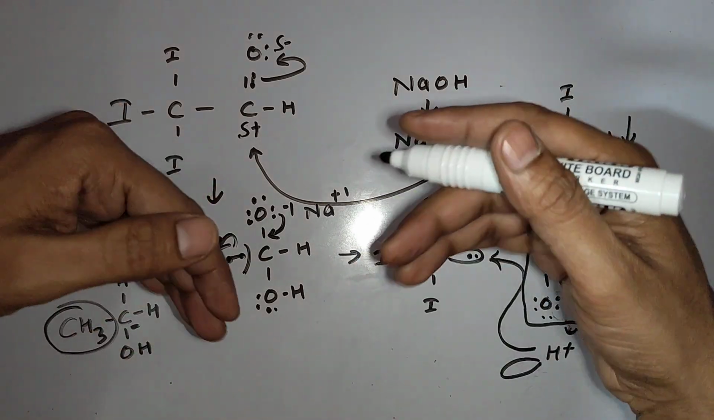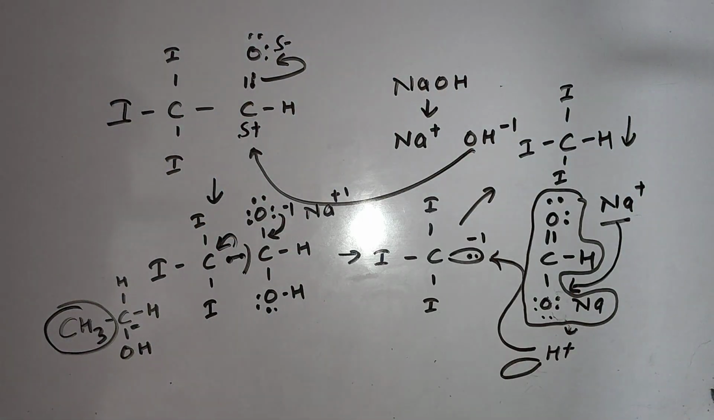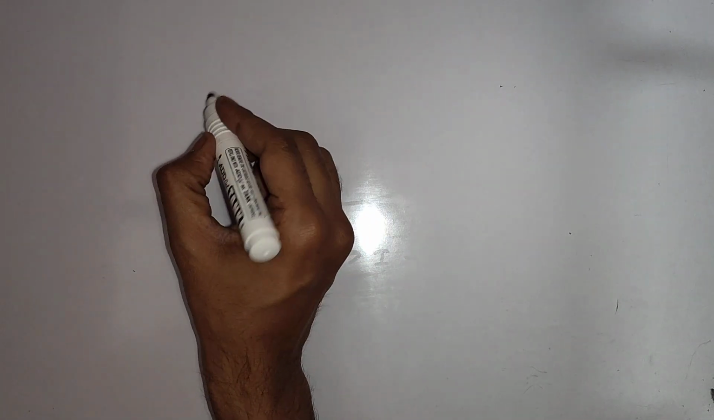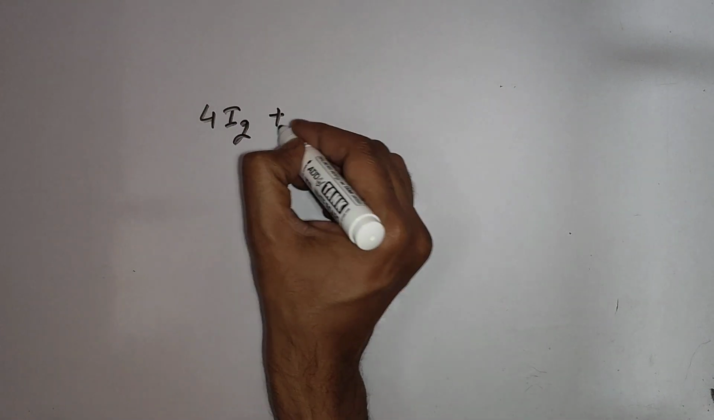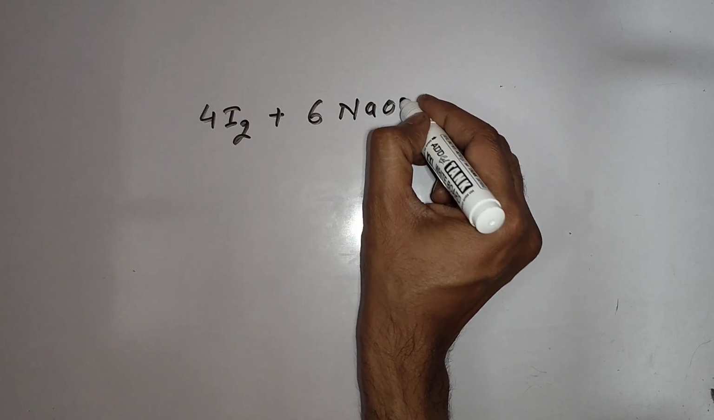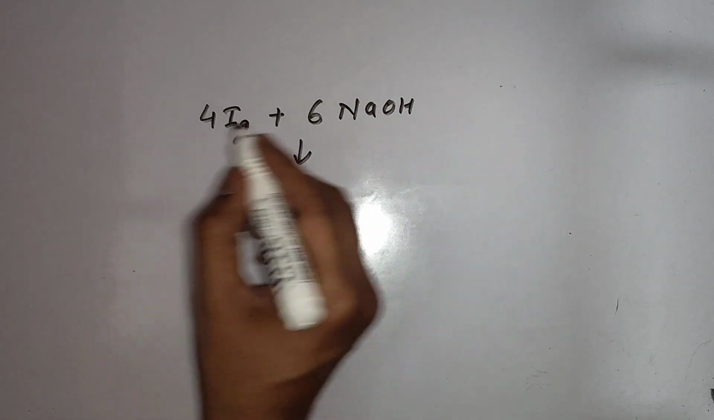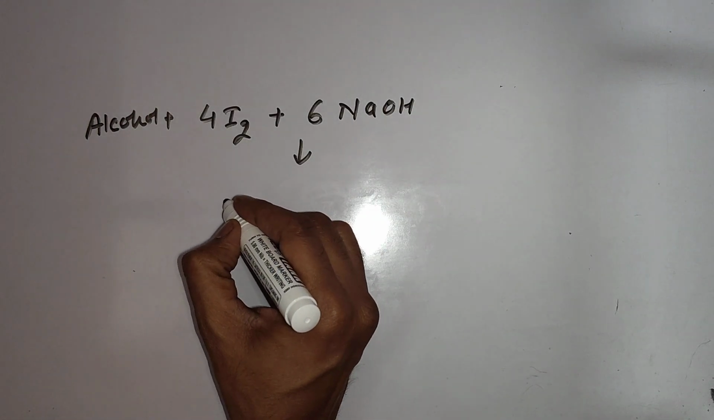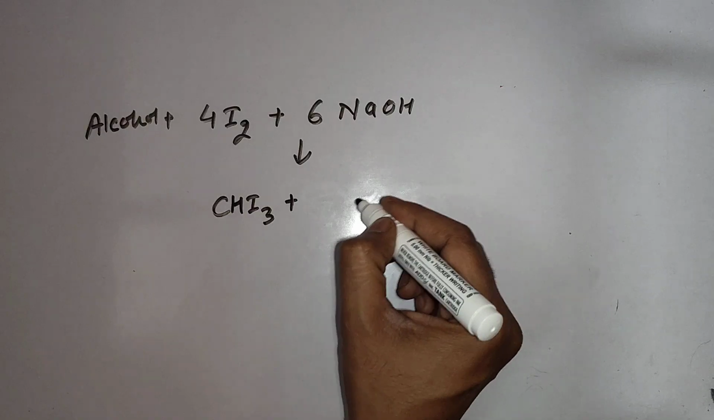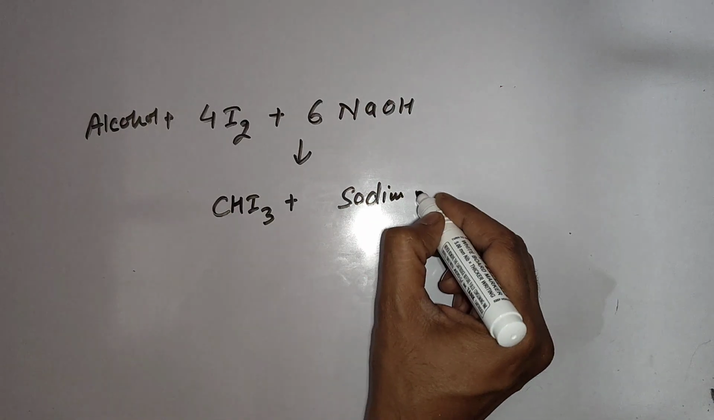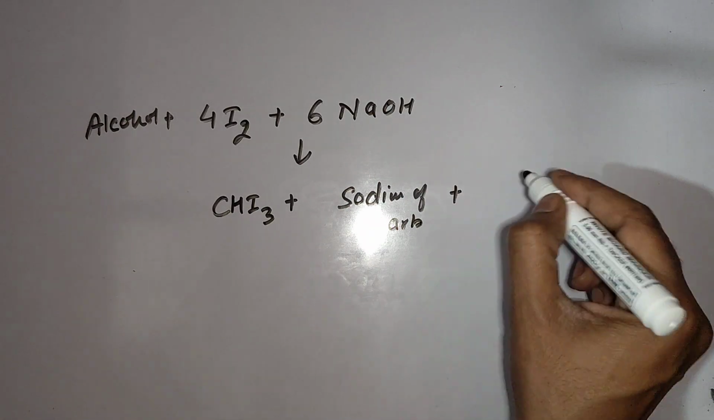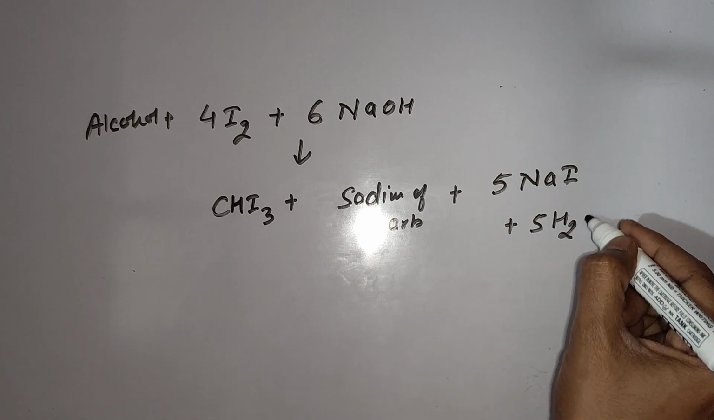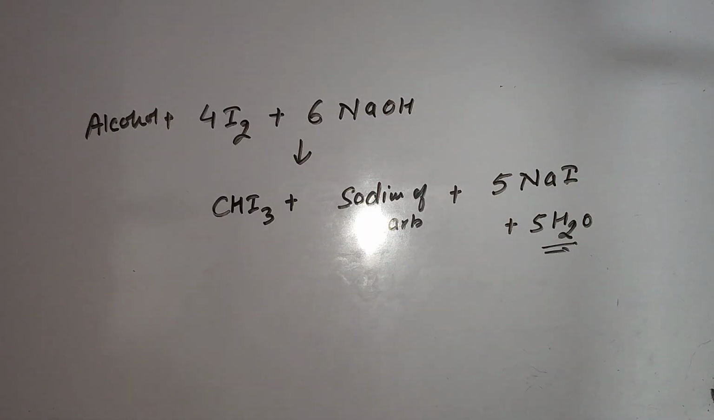CHI3 is generated. Now, when you count everything, you will find that in this whole mechanism, a total of 4 iodine particles and 6 NaOH particles are used with 1 particle of alcohol, with the release of CHI3, 1 sodium salt of carboxylic acid, 1 particle of that, plus 5 sodium iodide released and 5 water molecules released. Please count and check. That's it.